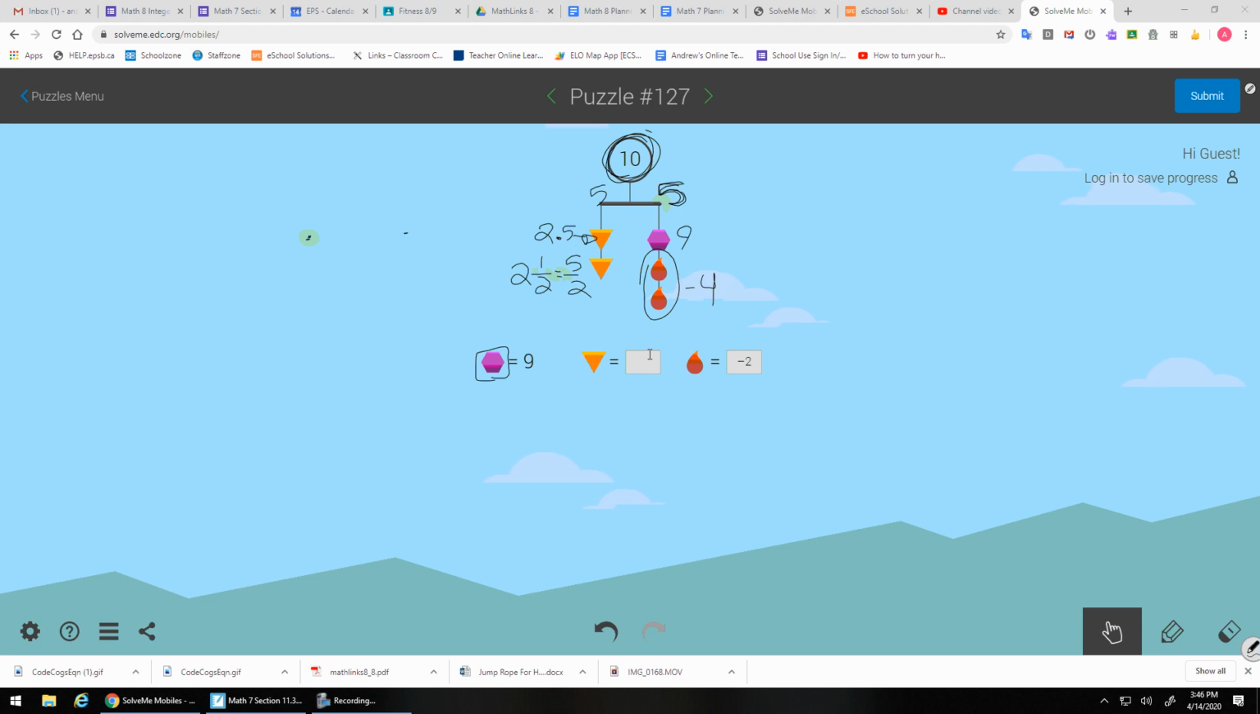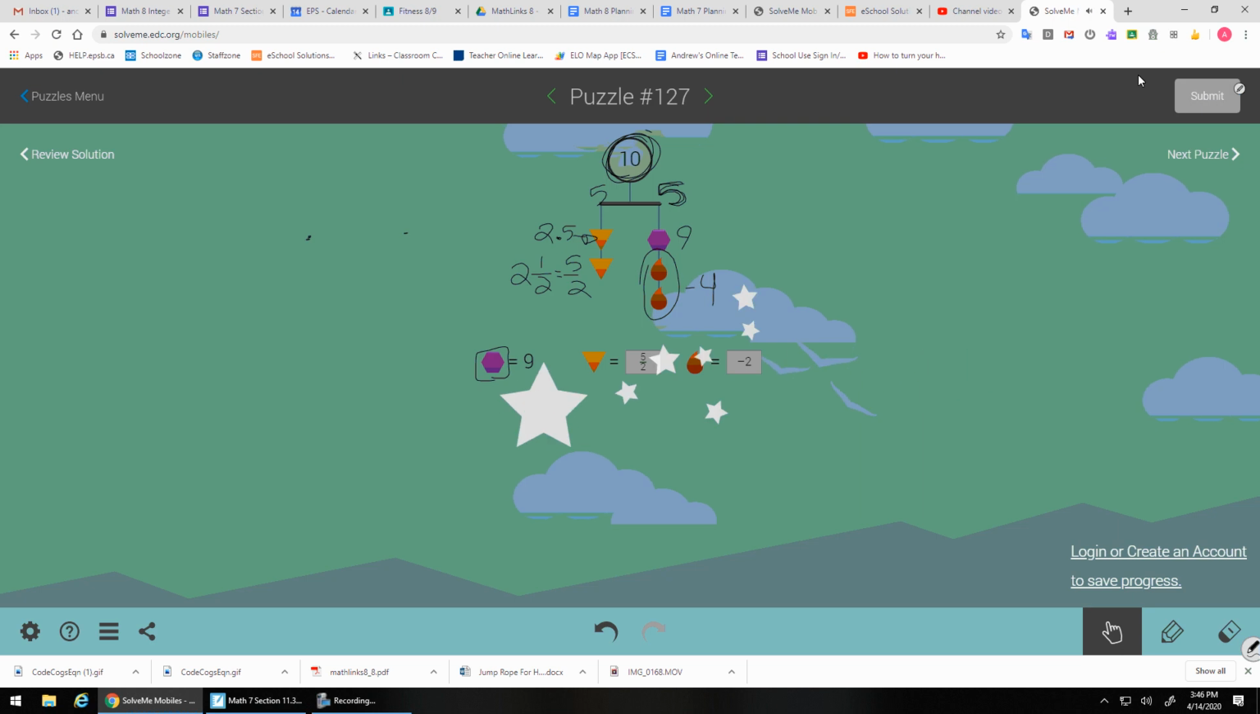So 5. Whoops, not typing. 5 divided by 2. And it shows it as being balanced. Submit. There we go. Okay, so you actually have to show it as an improper fraction for some of those. So some of these are really hard. You don't have to do those really hard ones.